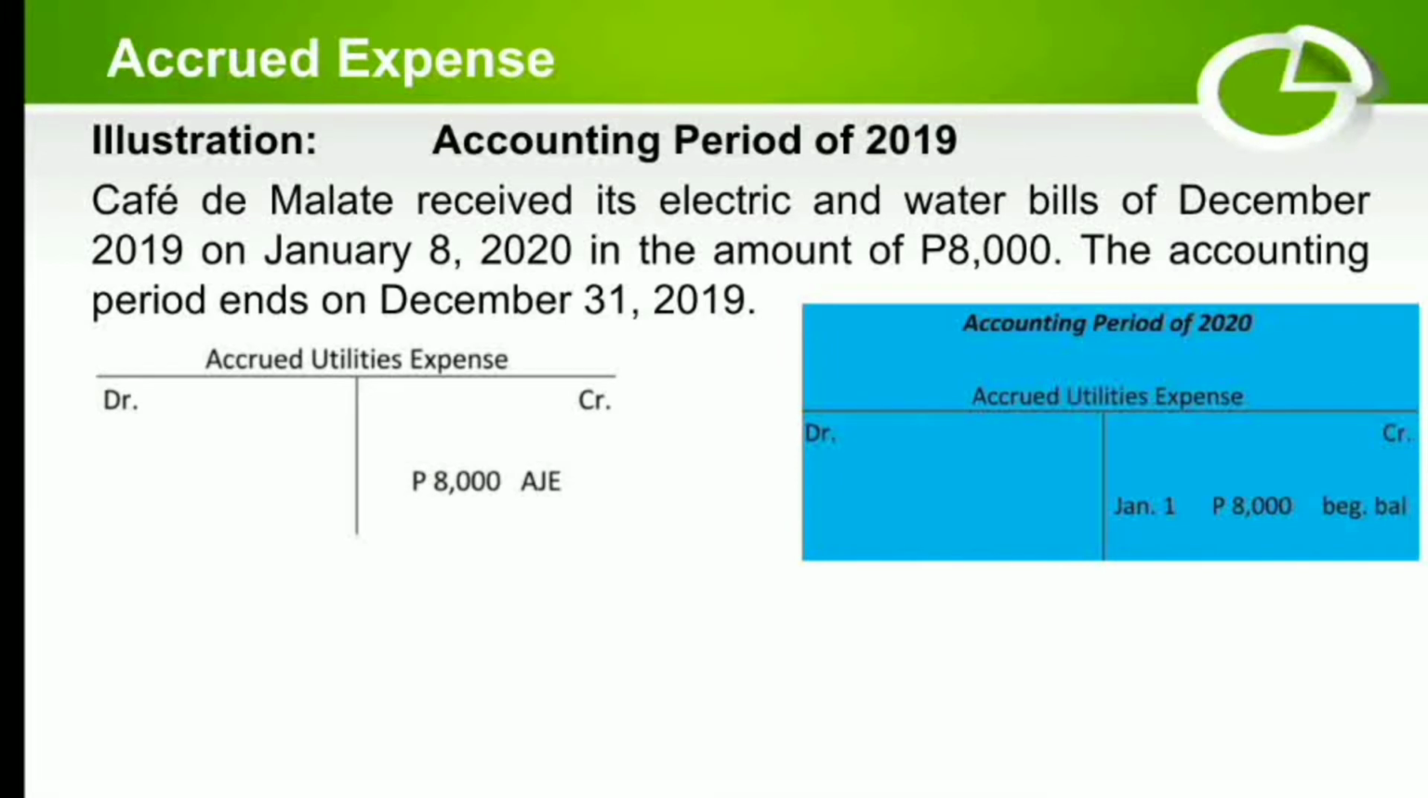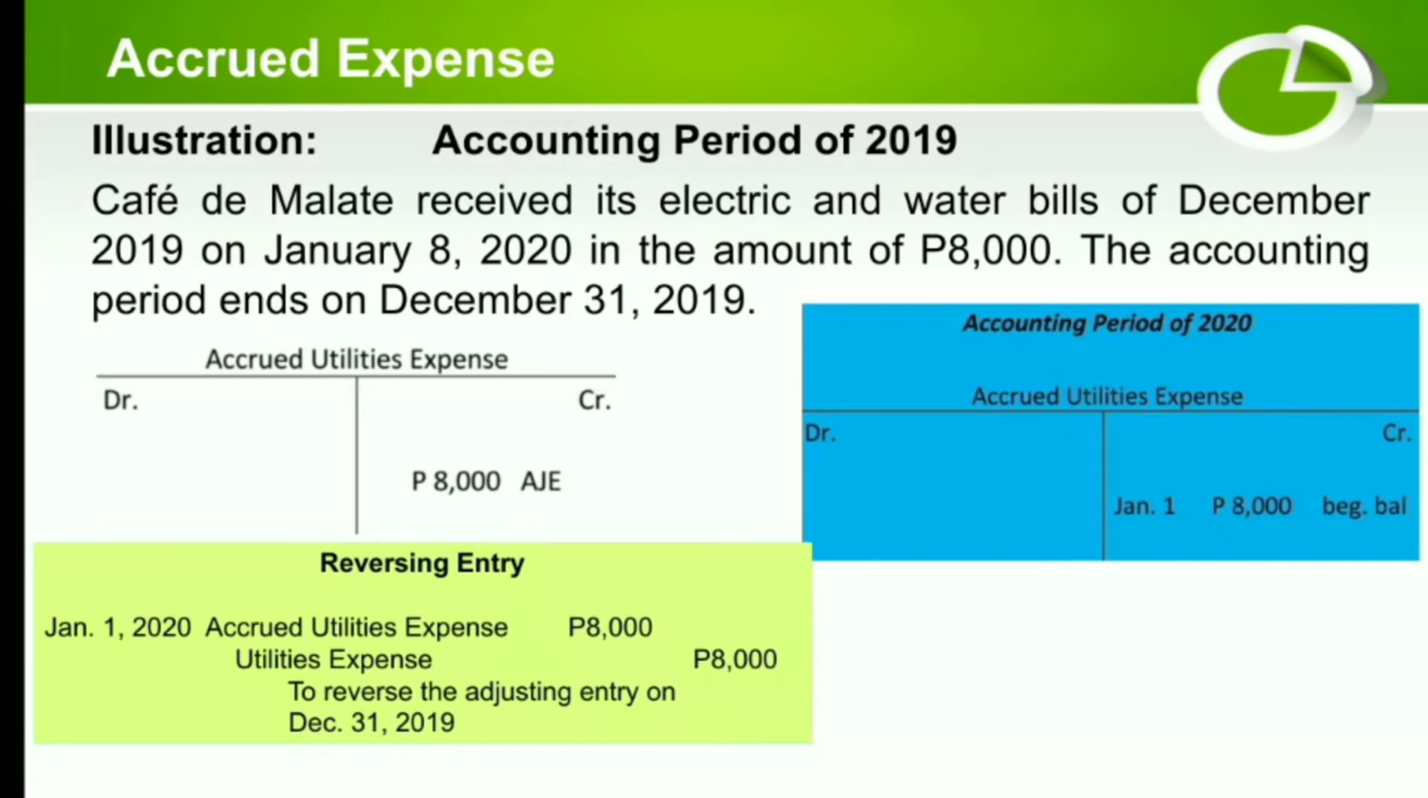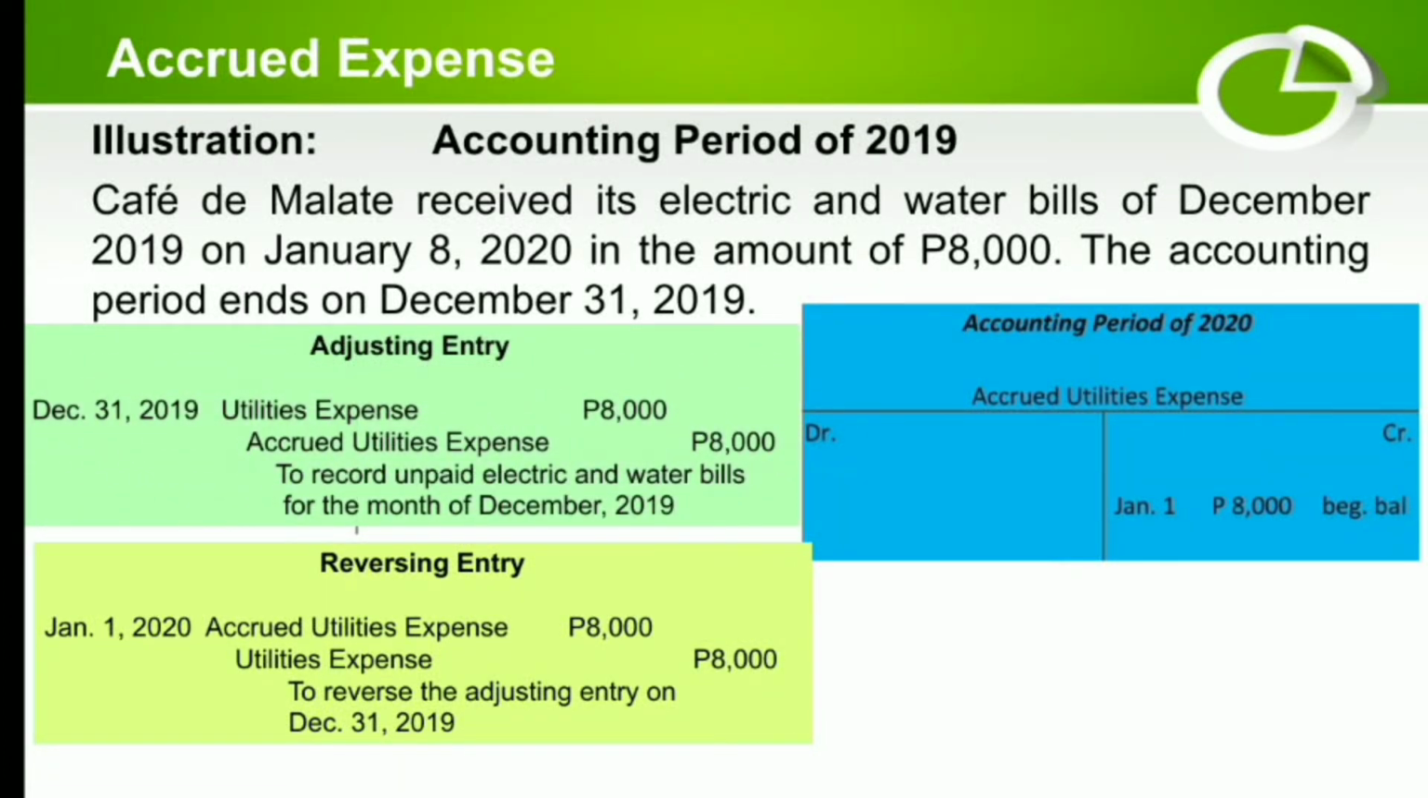At this point, we will make the reversing entry, and this will be the reversing entry. The reversing entry is dated January 1, 2020, which is the beginning of the new accounting period. So the debit is accrued utilities expense of 8,000 pesos, and then the credit is utilities expense, 8,000 pesos. This reversing entry is actually the reverse of our adjusting entry on December 31, 2019. So we just reversed it. In the adjusting entry, we debited the utilities expense of 8,000 pesos. In the reversing entry, we credited the utilities expense by 8,000 pesos.